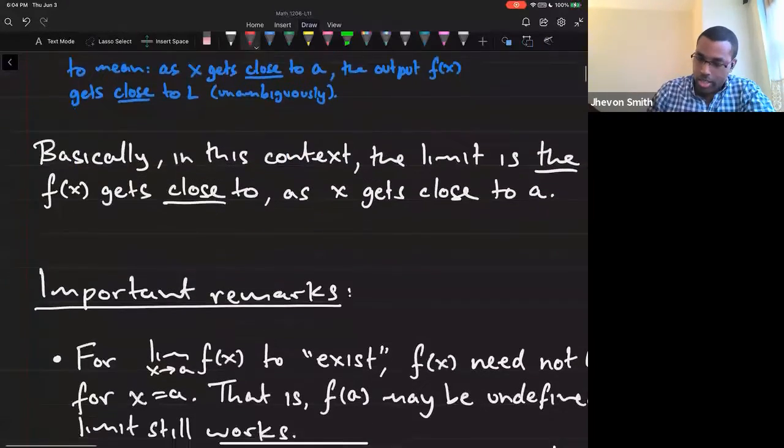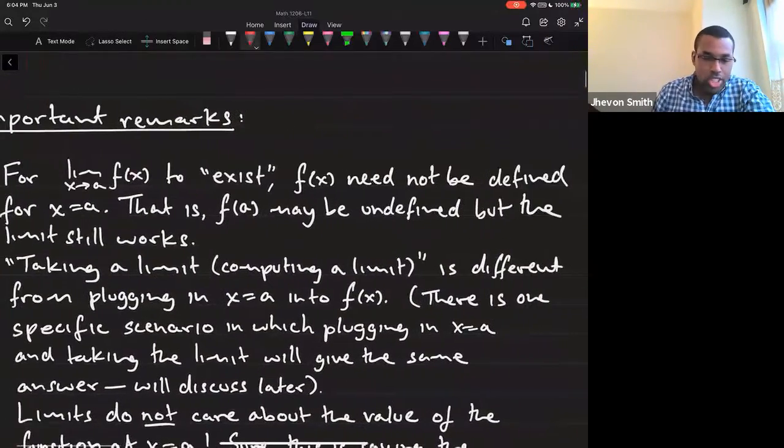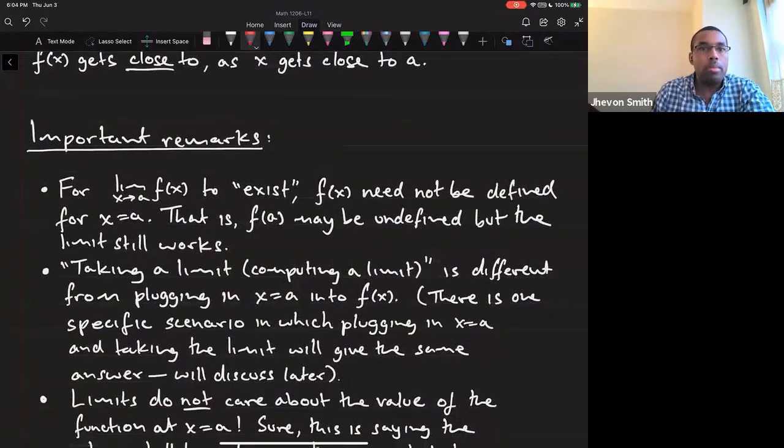Some important remarks to make sure that we're on the same page. So just remember that for the limit to exist, the function itself does not need to be defined. The function cannot exist at the point. There could be a hole, there could be something else going on. And you don't really need the function to work itself. Taking the limit is actually very different from just plugging in the x value and evaluating it, even though sometimes that seems to work. And it works in a very specific situation, which we're going to be describing later.